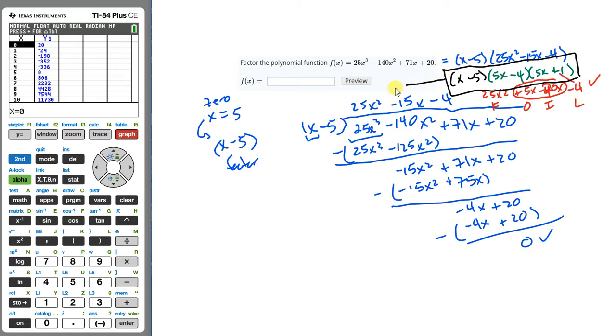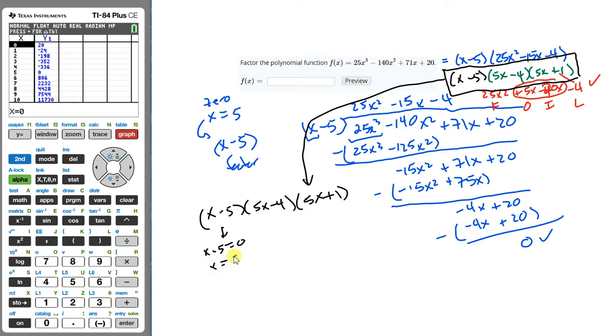Now, if we look back at the rational zeros theorem, remember, if my factorization is x minus 5, 5x minus 4, and 5x plus 1, what are the actual rational zeros of the function? Well, if I set x minus 5 equal to 0, I get x equals 5. If I set 5x minus 4 equal to 0, I get x equals 4 over 5, right? Add the 4 and then divide by the 5, 4/5. That was in my list if you look back at the list.